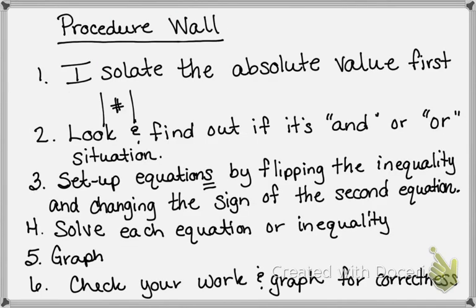All right, final thing, you're going to have a procedure while here. You need to make sure that you have this down. This is one of those things where if you get out of sorts, then it can throw everything off. So the first thing you do is isolate the absolute value first. You want to get everything away from it. Then you're going to look and read it from left to right and find out if it's an and or an or situation. You're going to set up your equations by changing the sign of the second equation. So if you're doing an equation, you know it's just changing the sign. If you're doing inequality, it's changing the sign and the symbol the opposite direction.